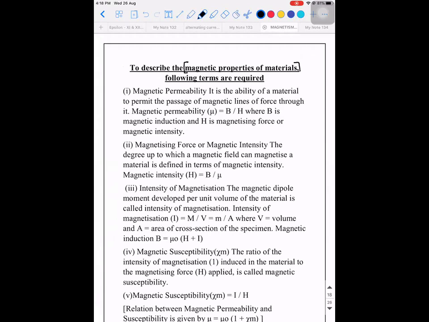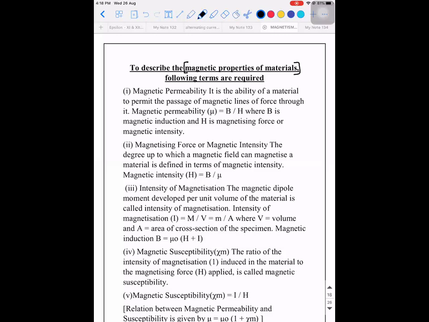Magnetic properties of a material. If you ask me, in the previous topic also we discussed magnetic property only, but what was the material we were concentrating on? We concentrated only on the bar magnet, whereas here we are going to discuss all the materials.